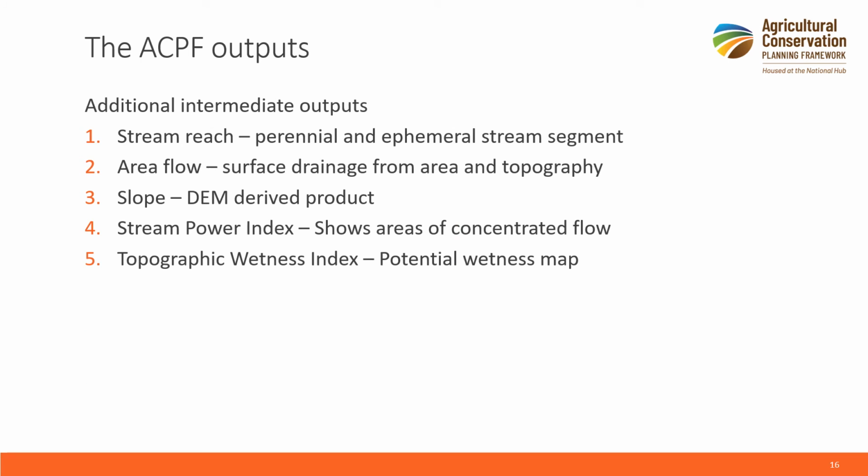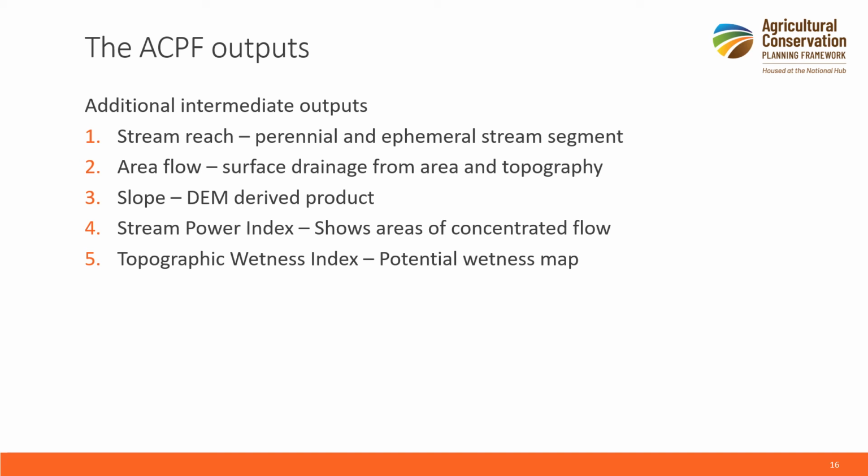The process of running an ACPF analysis also produces several intermediate layers throughout the processing chain that can be accessed as well if they are of interest to conservation planners. Some of the layers of interest could include the stream reach layer, which identifies perennial and ephemeral stream networks within the watershed. There's an area flow layer, which identifies surface runoff based on the contributing area and the topography.